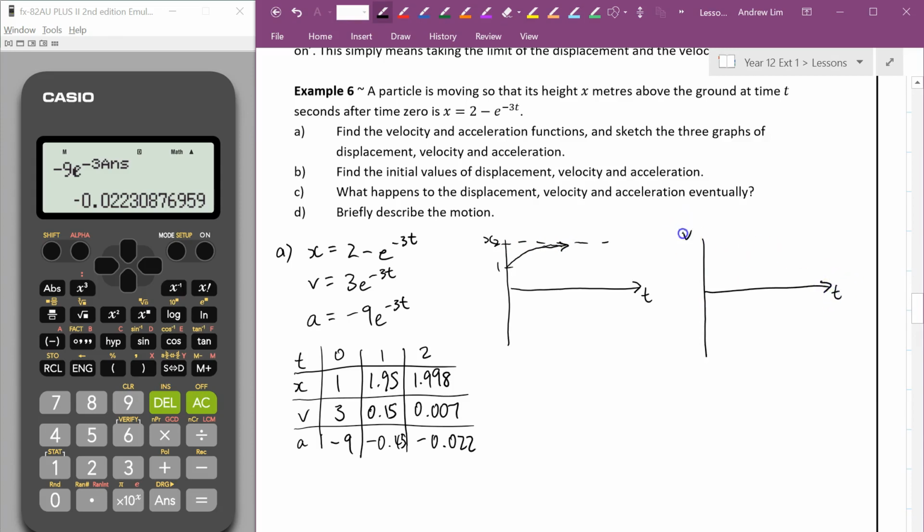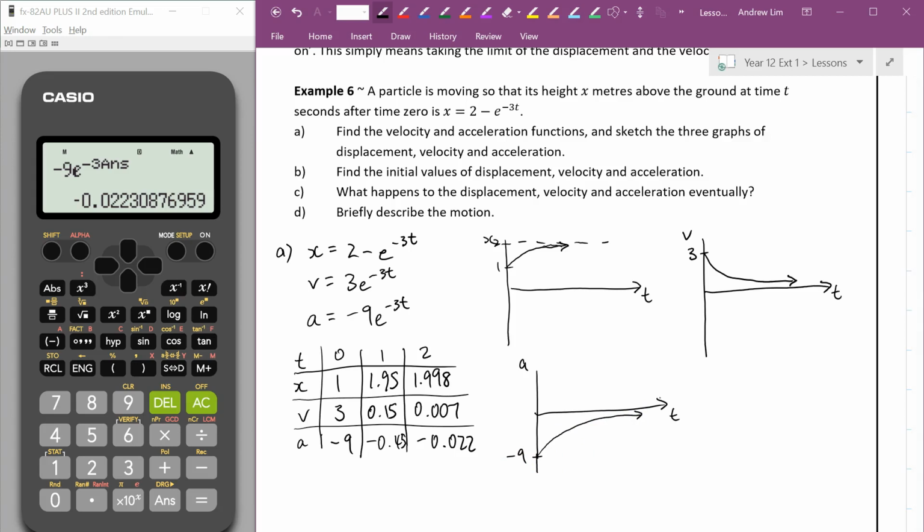Velocity. It starts at 3, and then we can see here it's approaching 0. And acceleration starts at -9, then it's approaching 0.